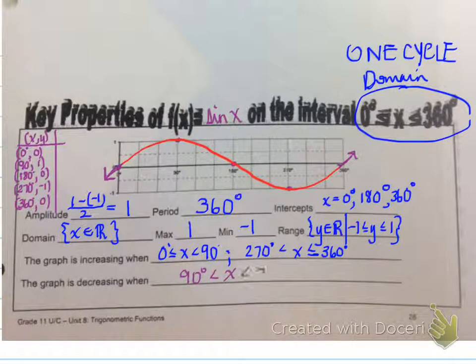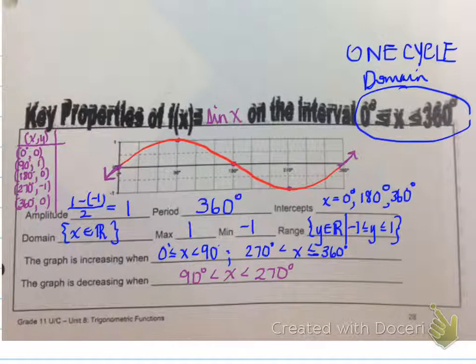The graph is decreasing along the domain from 90 to 270, meaning that at 90 it starts to change direction, so we don't include the 90. It continues to decrease till you get to 270. Again, we don't include the 270. Alright folks, this is everything here. Let's go on to the next part.